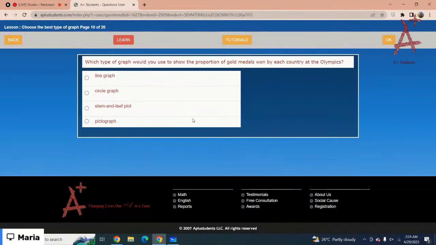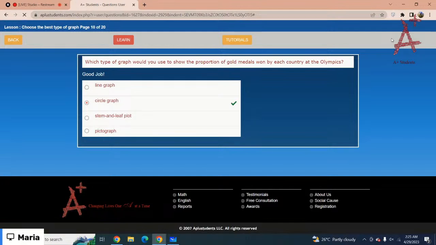What type of graph would you use to show the proportion of gold medals won by each country at the Olympics? Line graph, circle graph, stem and leaf plot, pictograph, which is the correct option? Yes, here the proportions are involved. So you can use the circle graph because you have proportions, fractions, percentages involved. So in this case, you are going to use the circle graph.